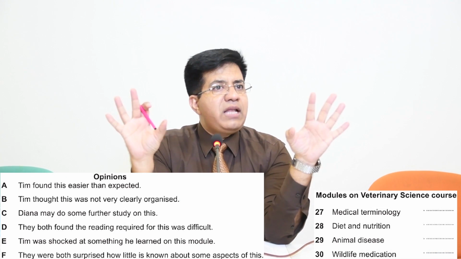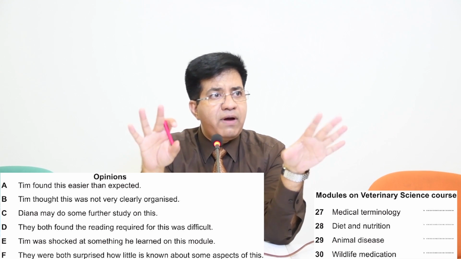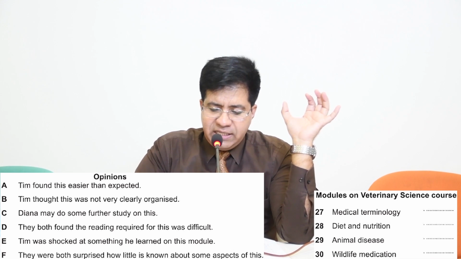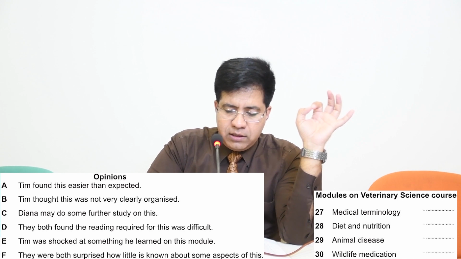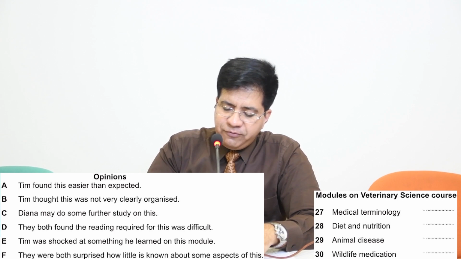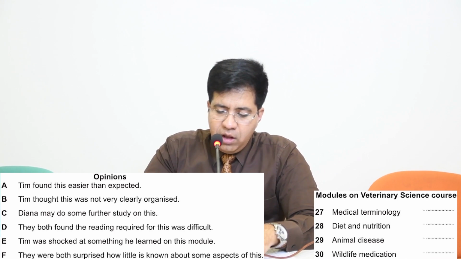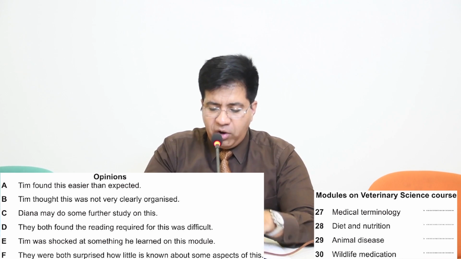Now please listen, I'll tell you a good way to do it. Although this question type is confusing, you will find what to do and then you will reach there. What opinion do the students give? Underline opinion. Underline students give about each of the following modules. Underline modules on their veterinary science course. So, opinion students give on modules.